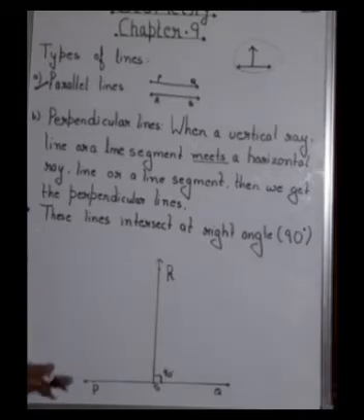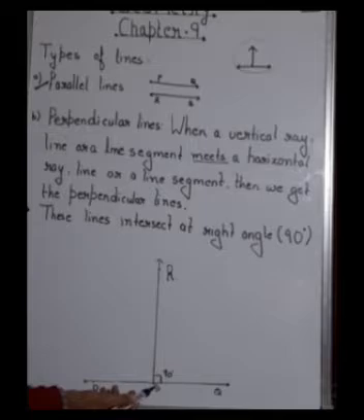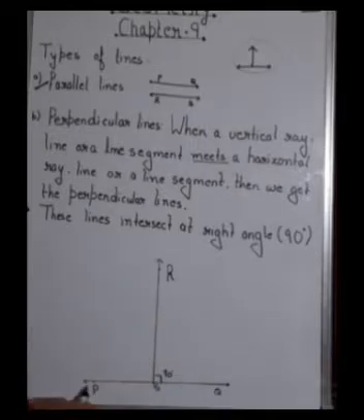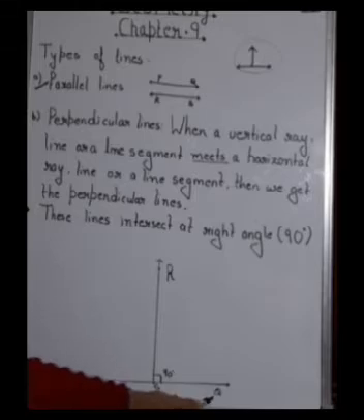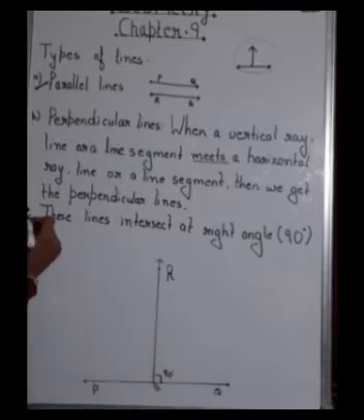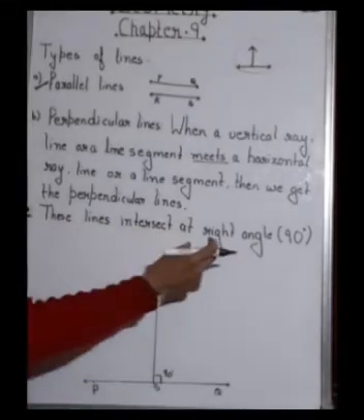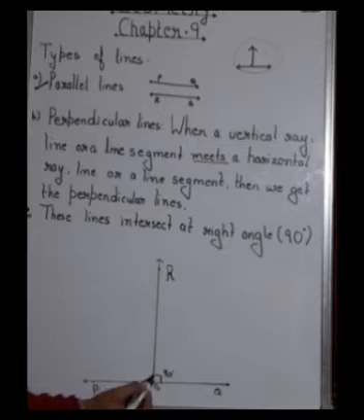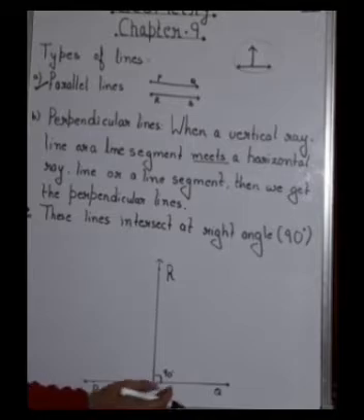The next point I have written is that these lines intersect at an angle of 90 degrees. I have drawn perpendicular lines over here also. You can see that this is ray SR, and it is perpendicular to line PQ. They are intersecting each other at point S, so here they are forming an angle of 90 degrees, or you can say a right angle. The measure of this angle is 90 degrees.